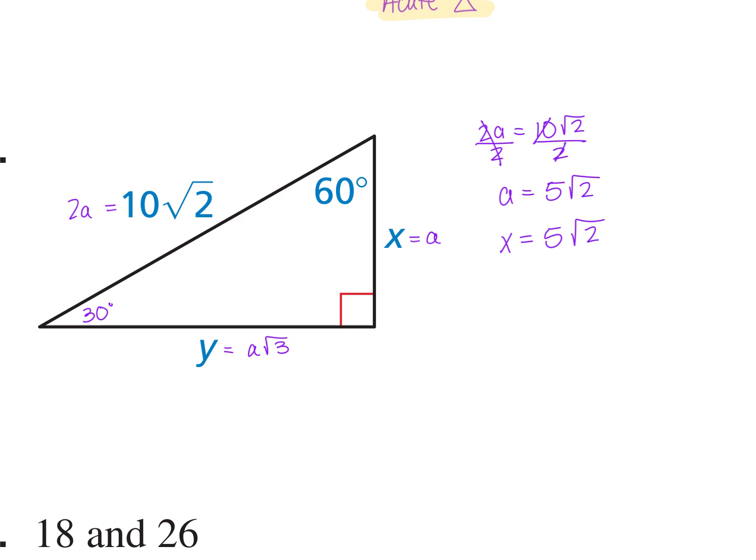And then I'm plugging it in for y. I'm taking that entire thing and plugging it in for a. So I have 5 times the square root of 2 times the square root of 3. You could combine these. You're going to have y equals 5 times the square root of 6, and you cannot simplify that. That's as simple as it can be. So these are my answers for x, and this is my answer for y.